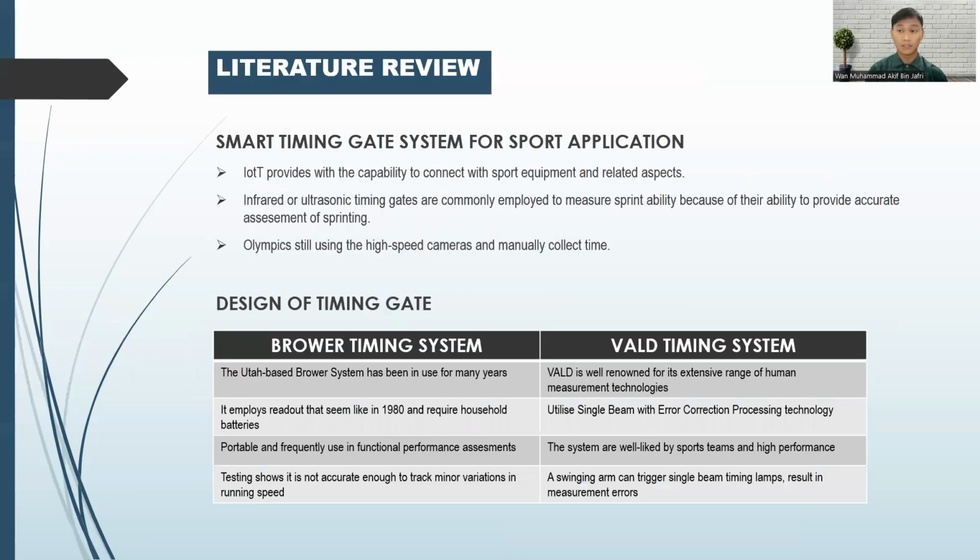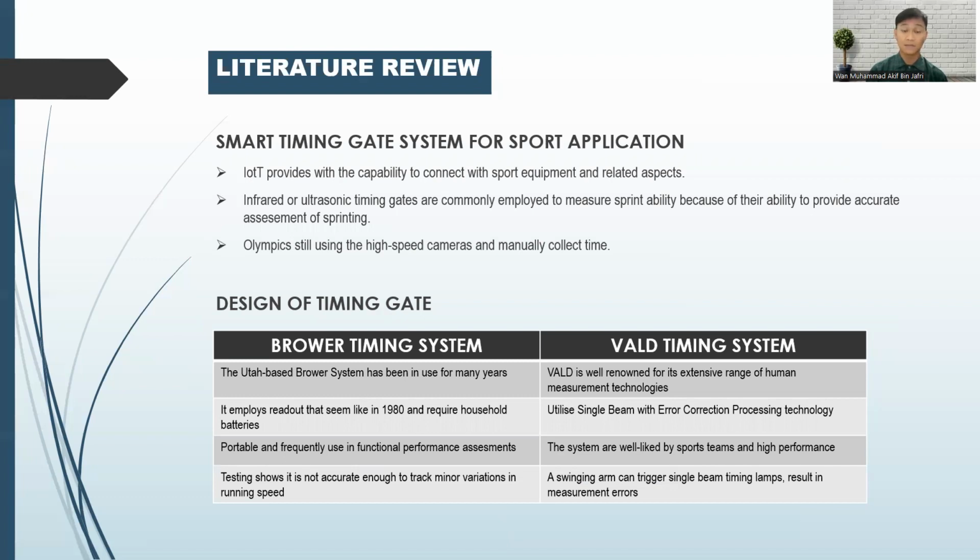We move to the literature review. The first one for the literature review is the smart timing gate system for sport application. The first point is that IoT provides the capability to connect with sport equipment and related aspects. Infrared or ultrasonic timing gates are commonly employed to measure sprint ability because of the ability to provide accurate assessment of sprinting. The next one is that the Olympics still use high-speed cameras and manually collect time instead of using a timing system.